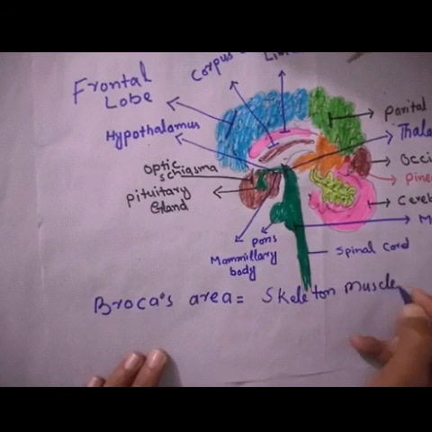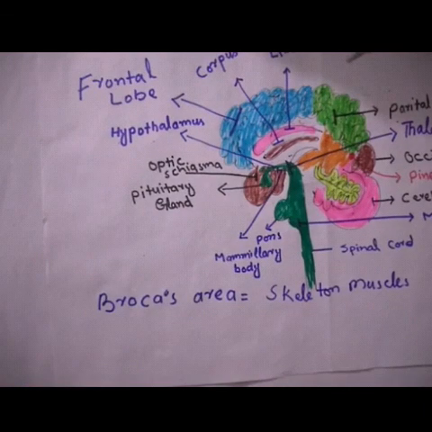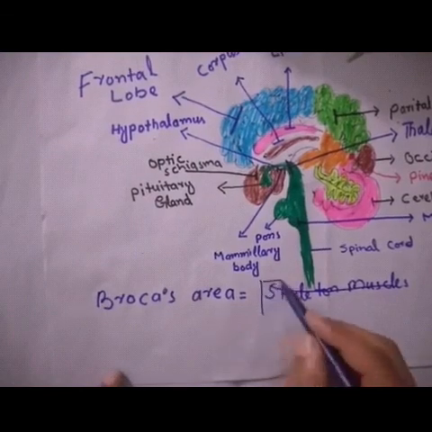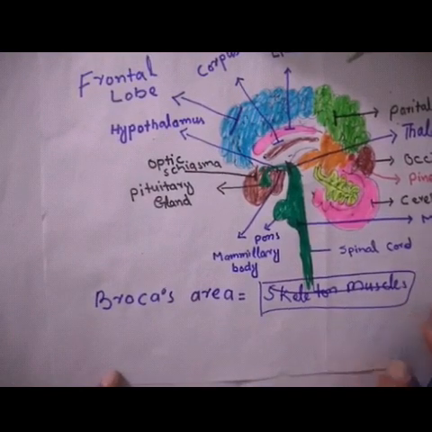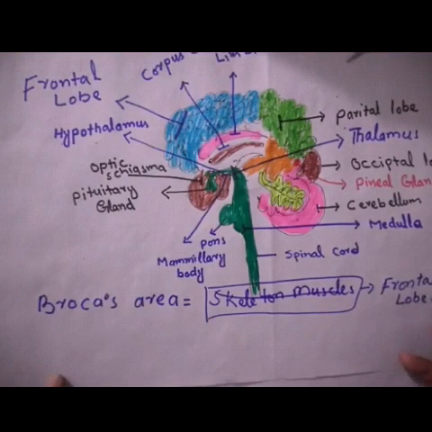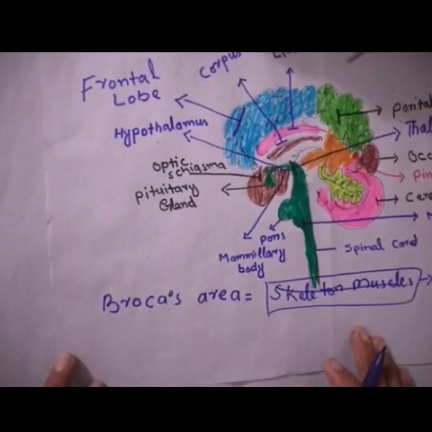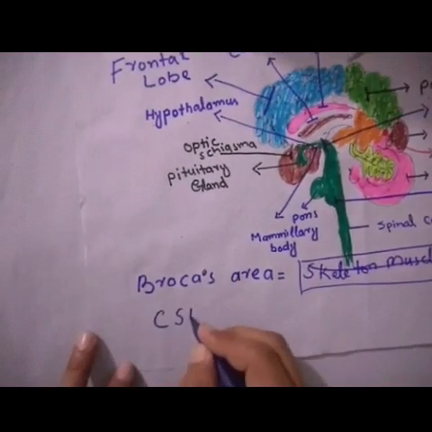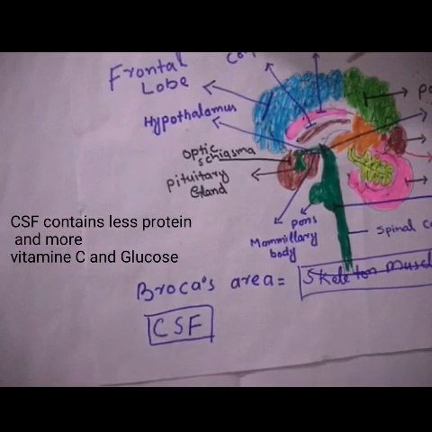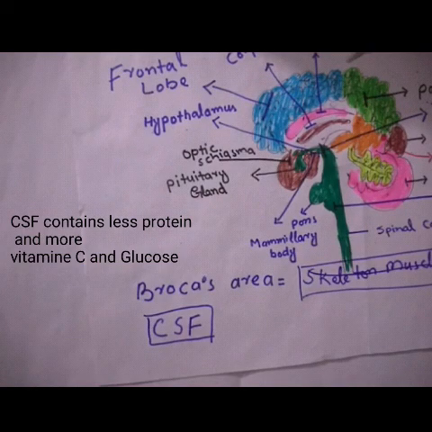The skeletal muscle is controlled by the frontal lobe, the primary motor area which allows us to consciously move our skeletal muscle, anterior to the central sulcus and the frontal lobe. The cerebrospinal fluid is a watery broth similar in its makeup to blood plasma, from which it forms. The cerebrospinal fluid contains less protein and more vitamin C and glucose.